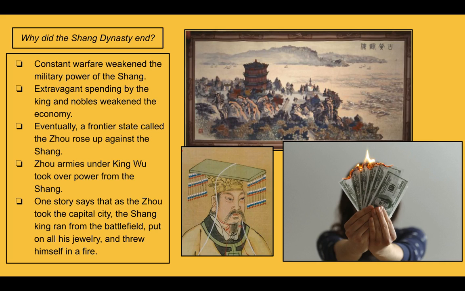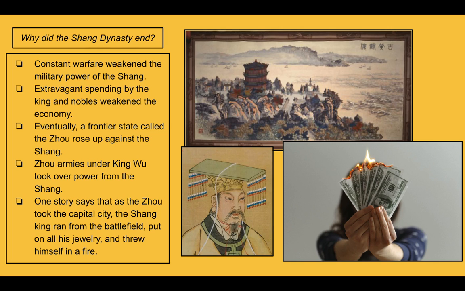Why did the Shang Dynasty end? So being constantly at war weakened the military power of the Shang, right? They're spreading themselves thin by trying to expand too much or defend too much territory. It was just too hard. Also, extravagant spending by the king and nobles weakened the economy. They wasted money.